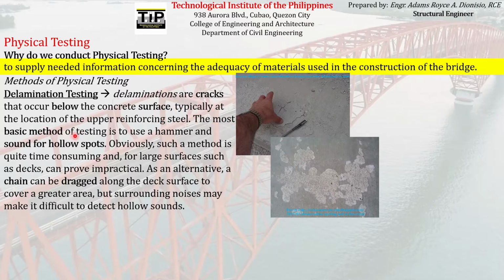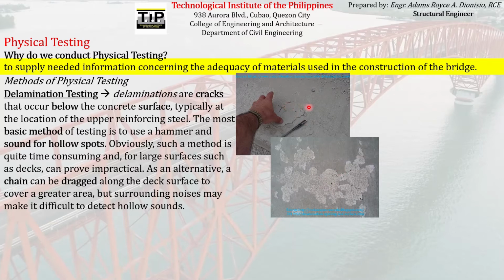The most basic method of testing is to use a hammer and sound for hollow spots. In actual, we usually locate the places where there are delaminations by using a hammer. We use a hammer on the concrete surface and sound for hollow spots, because this hollow spot sound can actually manifest that there are delaminations beneath the concrete surface.